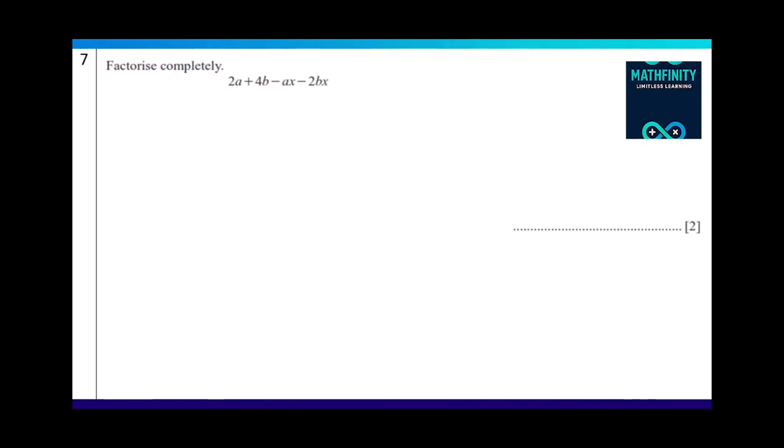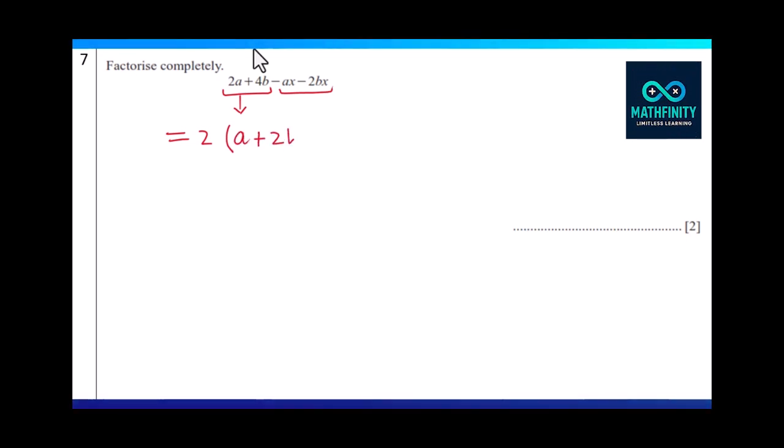Question number 7, factorize completely. This is also a past paper question. So first we will try with the same pair in the same order. What is common from here and what is common from here? From the first two terms, the number 2 is common. What we have to write inside the bracket? a plus 4 divided by 2, 2b.